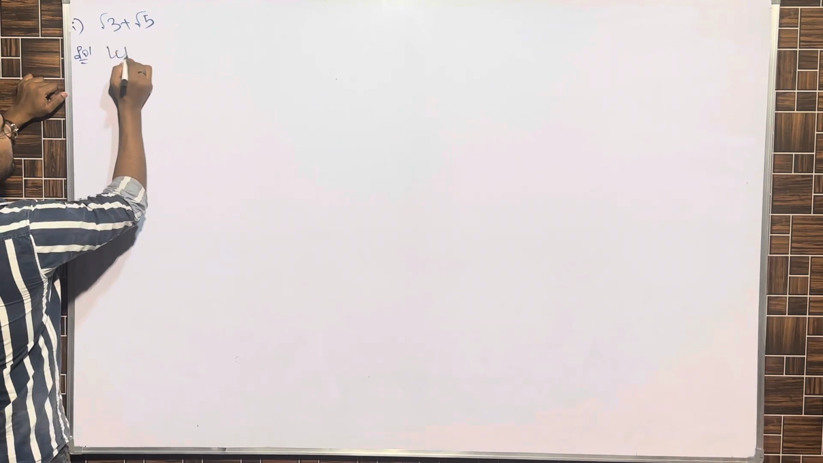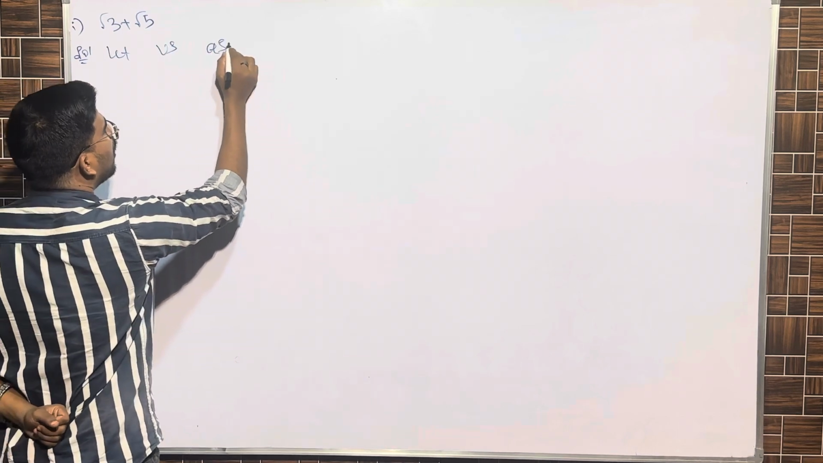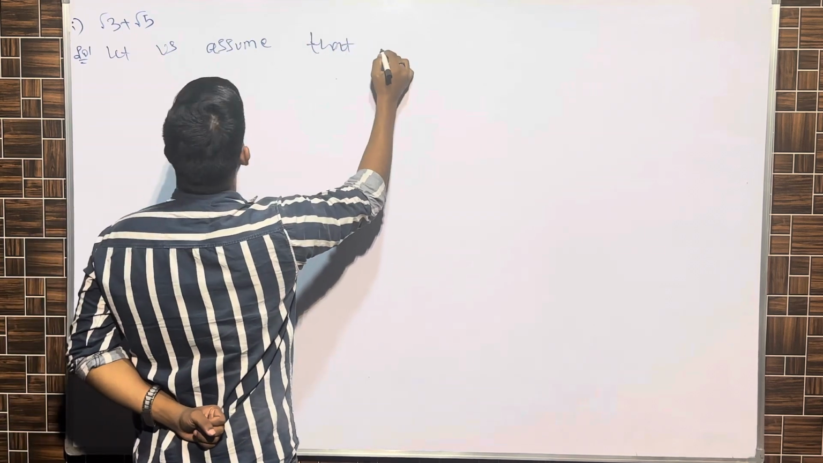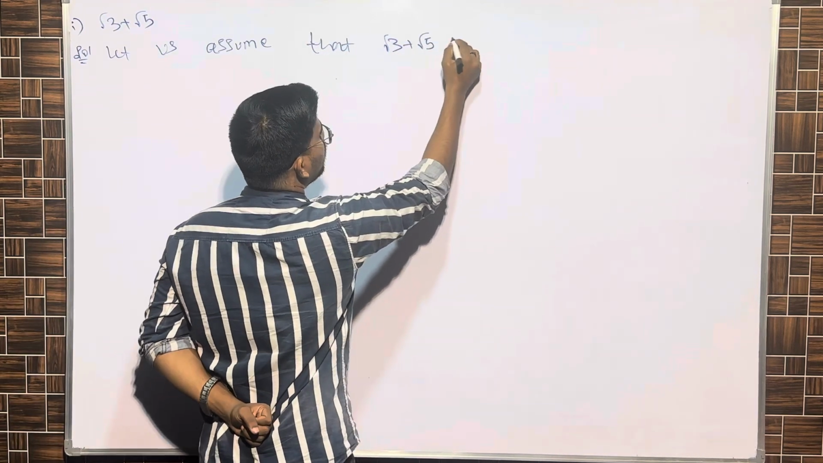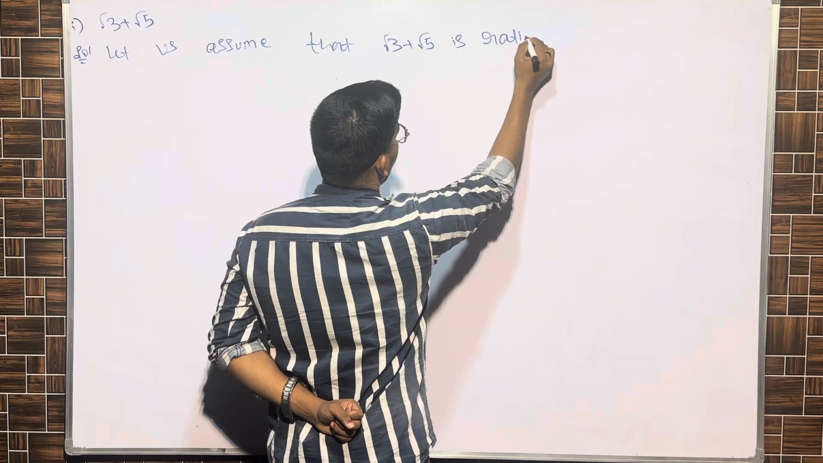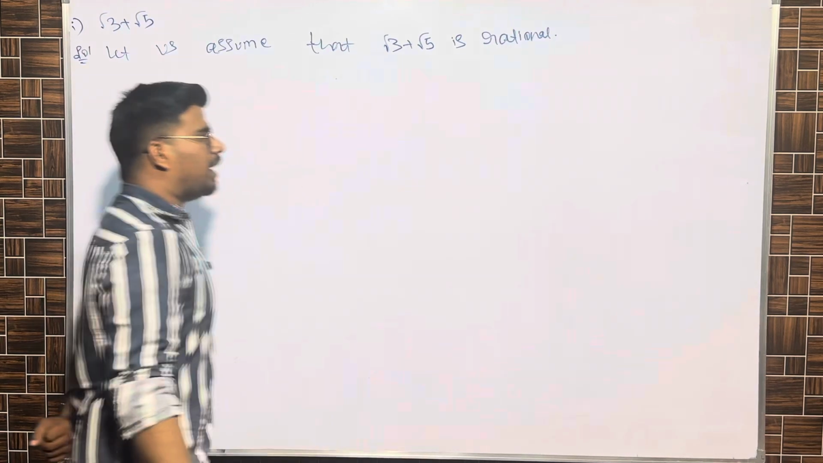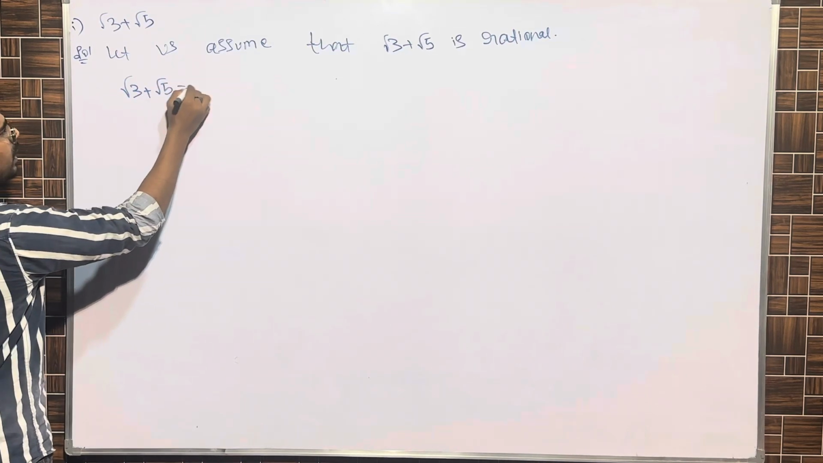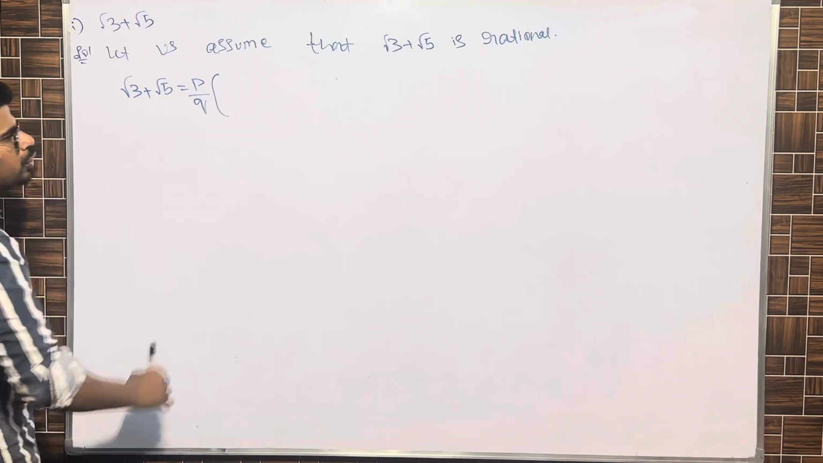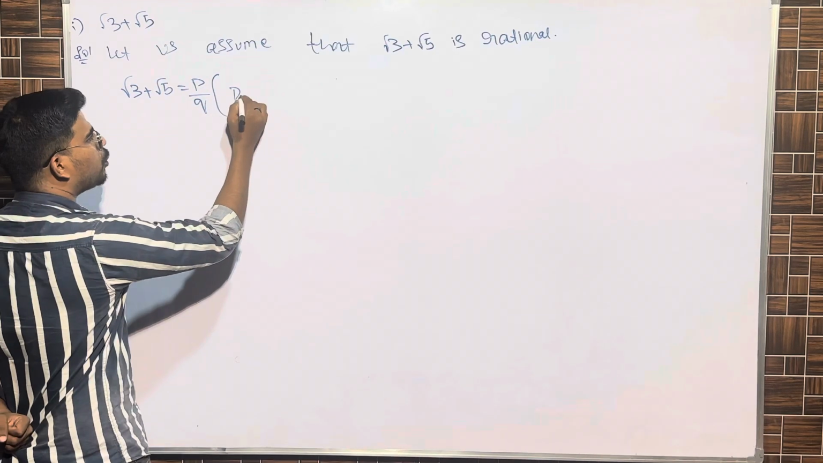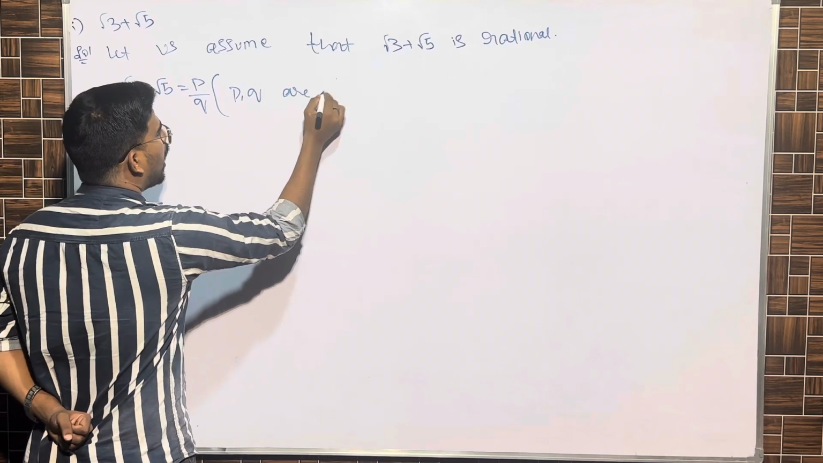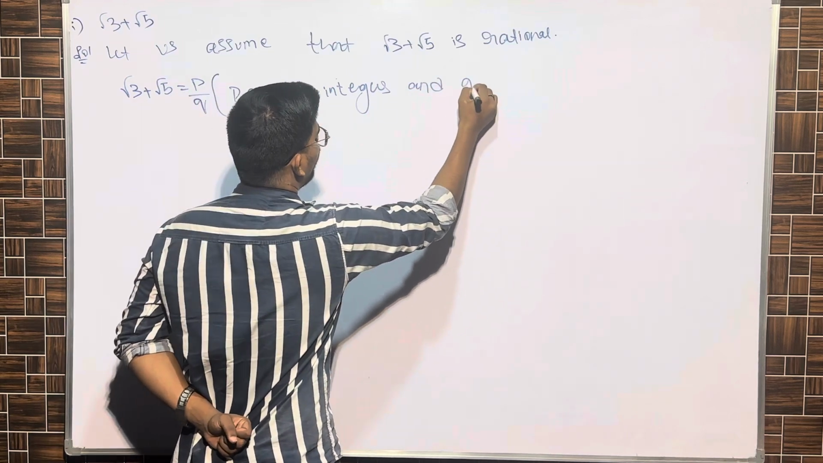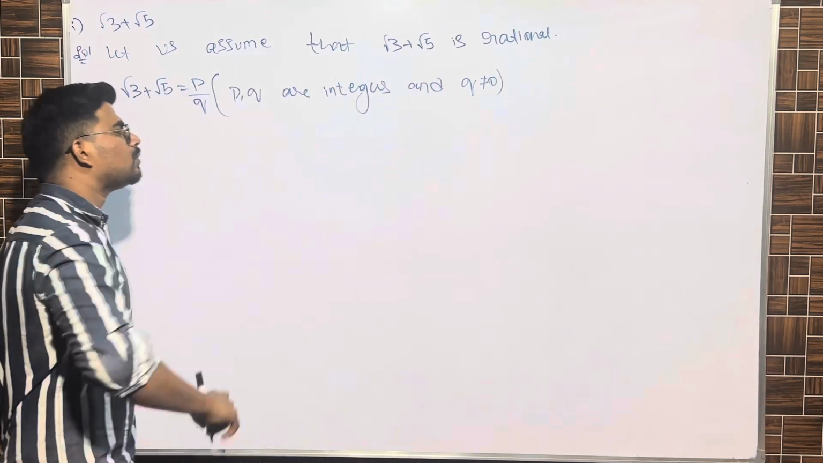Root 3, let us assume that root 3 plus root 5 is rational. If it is a rational number, we can write that as p by q. Root 3 plus root 5 is equal to p by q. What should be the speciality of p and q? P and q should be integers, and q should not be equal to 0. This is what it is.